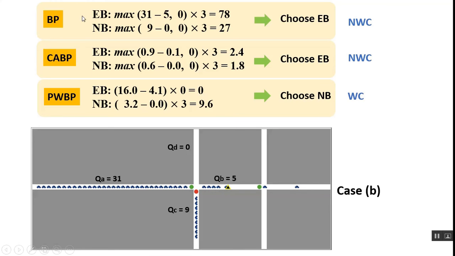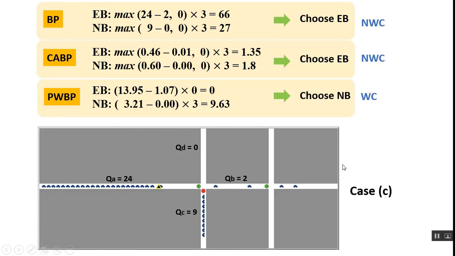And according to the calculation result, the back pressure and the capacity aware back pressure will both choose the eastbound phase as the output phase, while the position weighted back pressure will still choose the northbound phase as its final result. So in case B, only the PWBP is work conservative among these three control policies. The final case is case C.